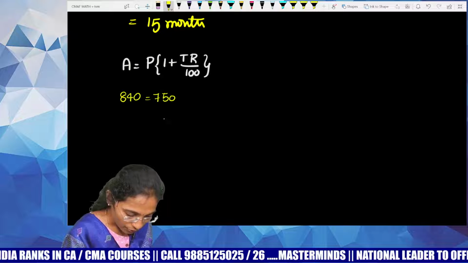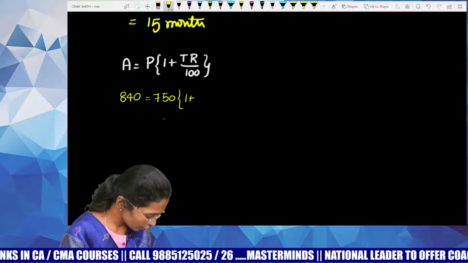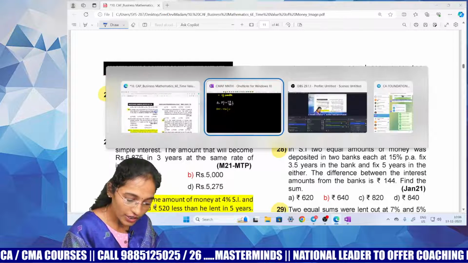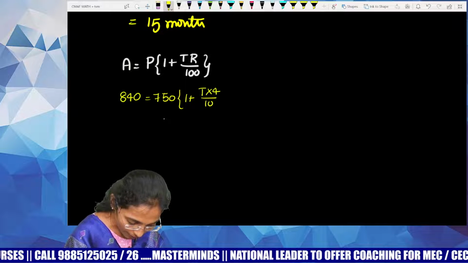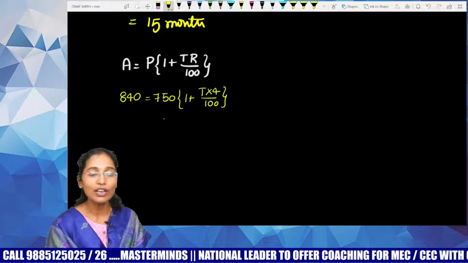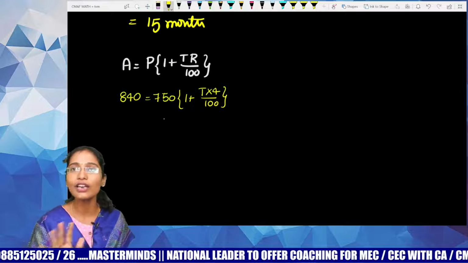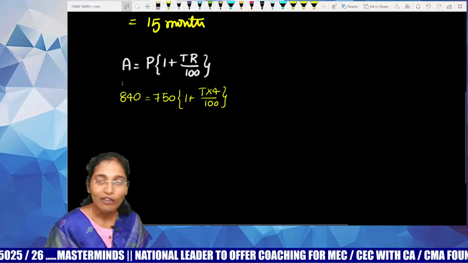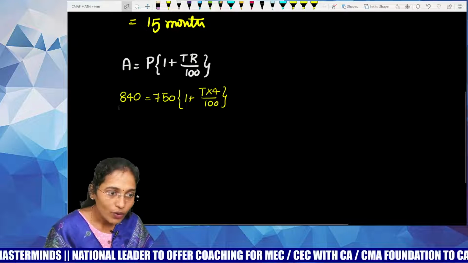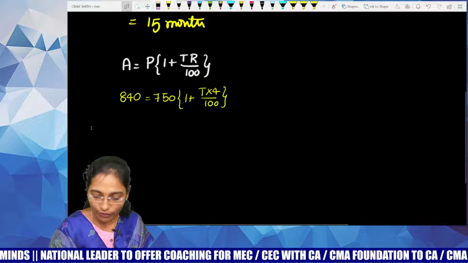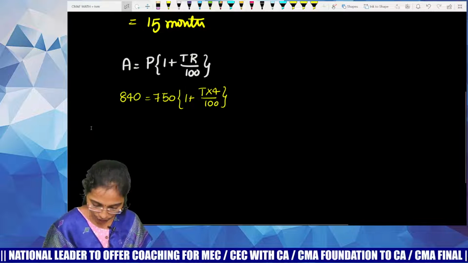So into 1 plus, we don't know the time, but we know the rate of interest as 4%, right? So that's why I'm writing into 4 by 100. Guys, now I'll tell you how to calculate this t value directly with the help of your calculator. I've already told you, you need to enter a single figure first. What is the single figure here? 840. Please enter that 840.